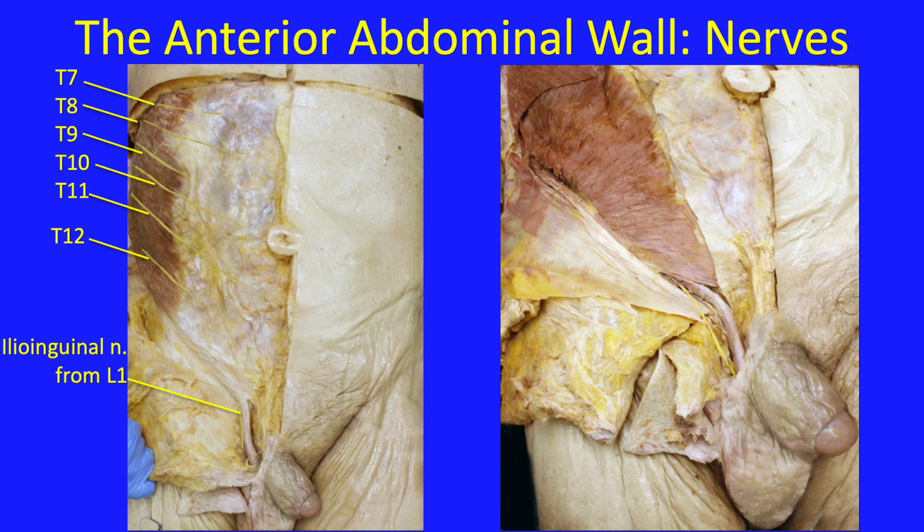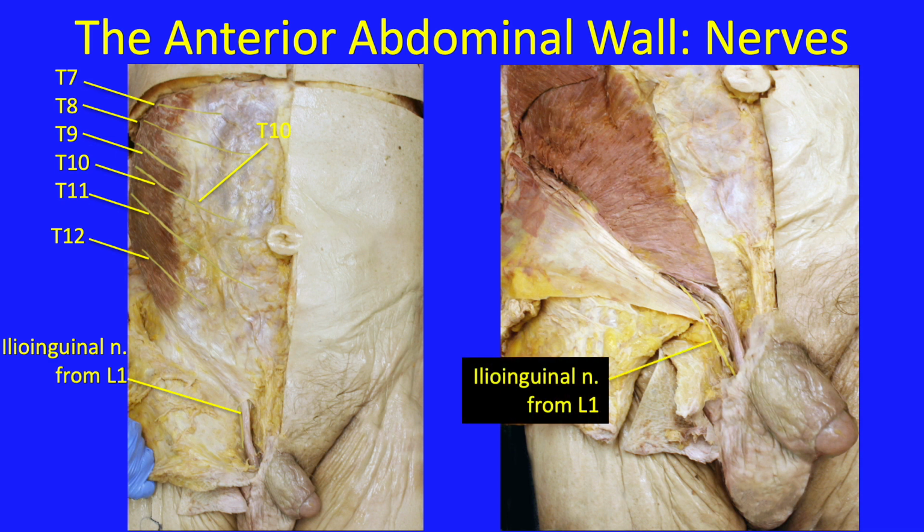One way to remember these nerves is to focus on T10, the nerve that travels to the umbilicus. This will become even more clinically relevant when we discuss referred pain. There are 3 nerves above T10 and 3 below. If you now look at the right panel of the image, you can again see the ilioinguinal nerve.